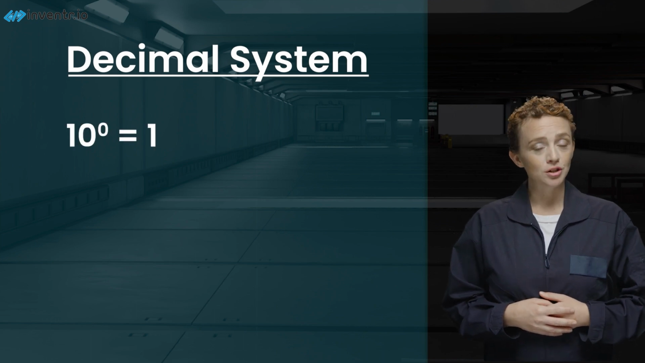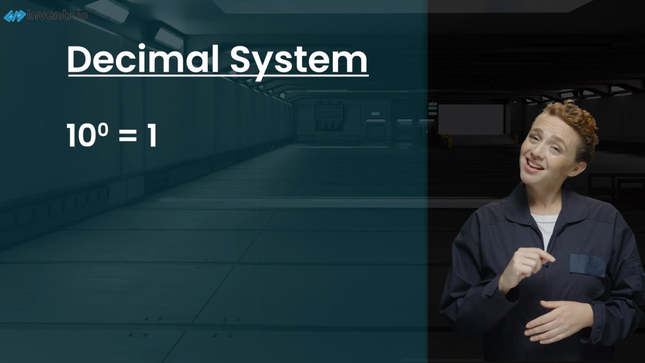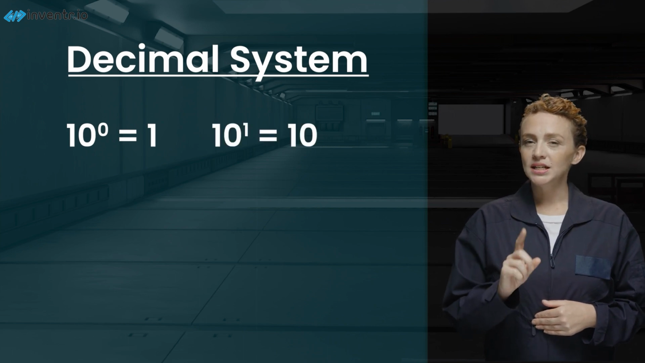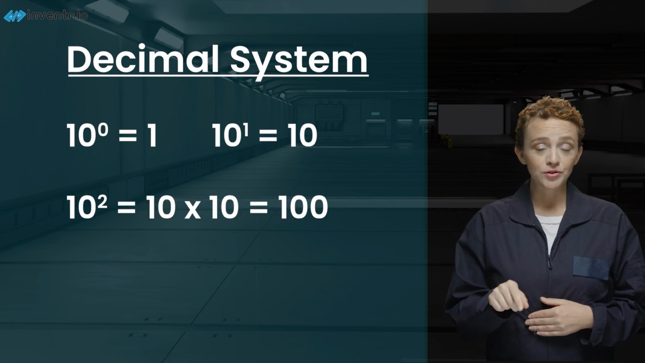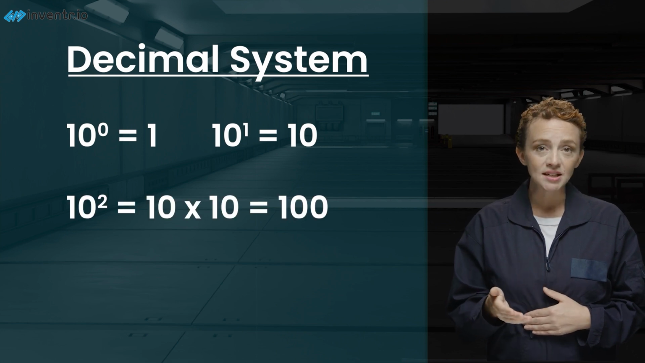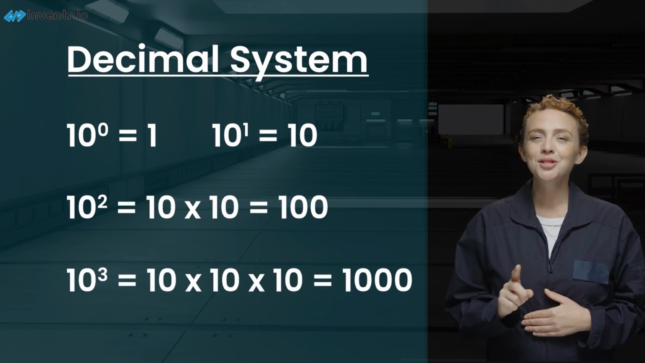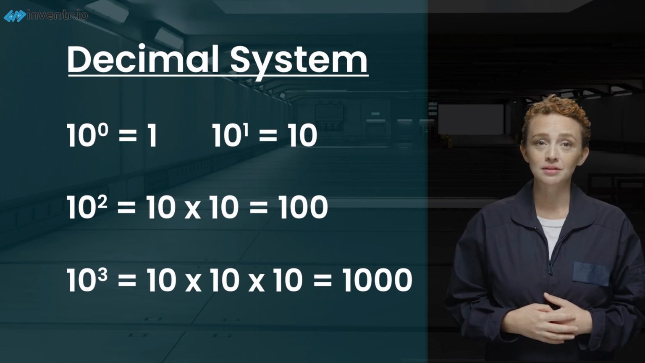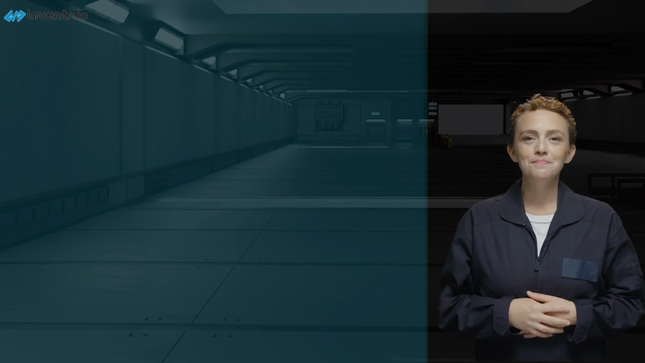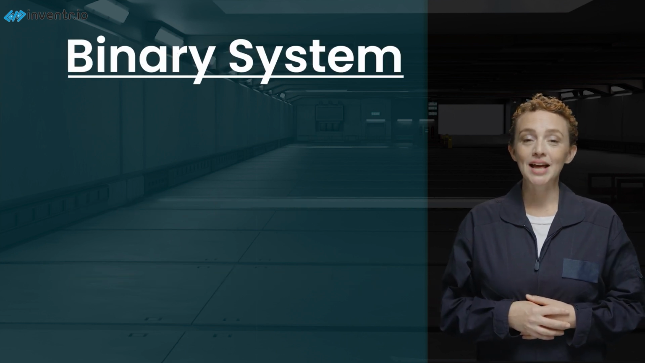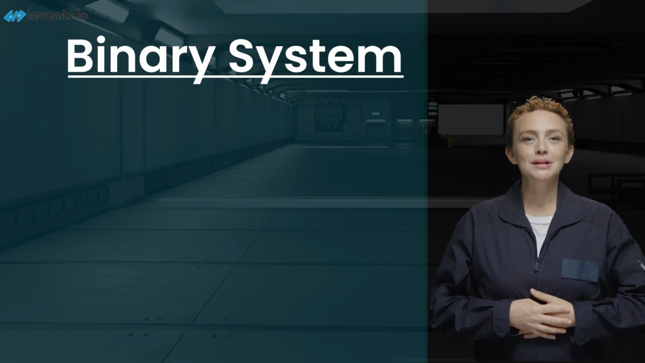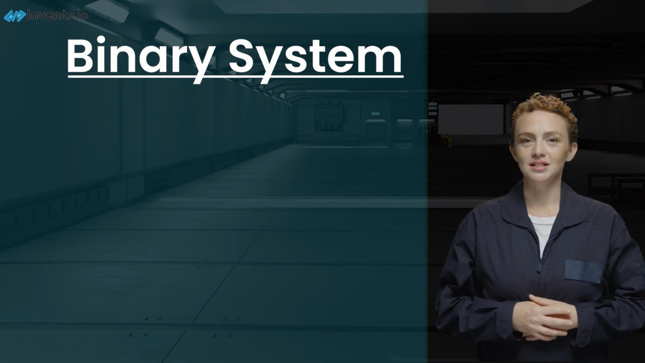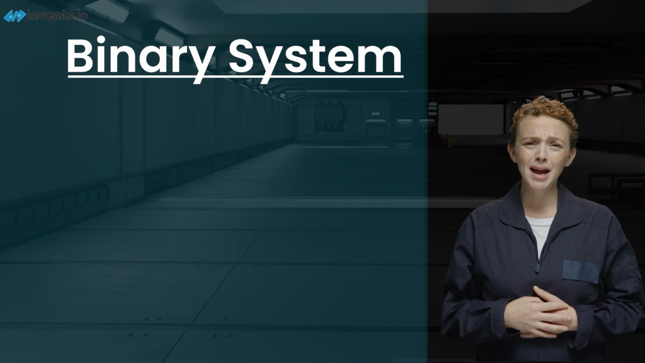10 to the power of 0 is 1. Actually, anything to the power of 0 is 1, but look, 10 to the power of 1 is 10. 10 to the power of 2, or 10 times 10, is 100. 10 to the power of 3, or 10 times 10 times 10, is 1,000, and so on. Binary also uses placeholders and the same exponent system, but the base is 2. The columns go up in squares, like the decimal system, but small numbers are long and horrible.